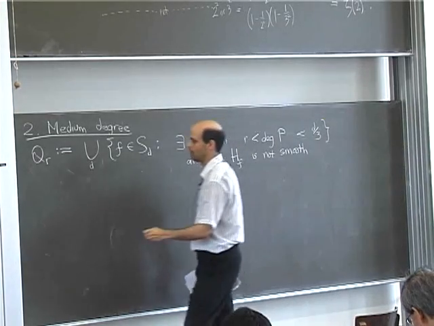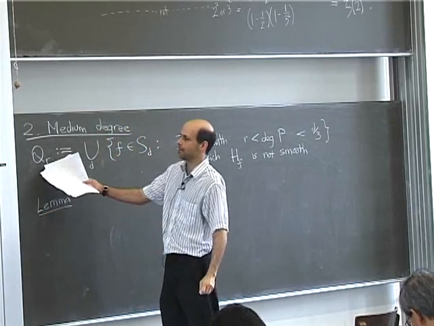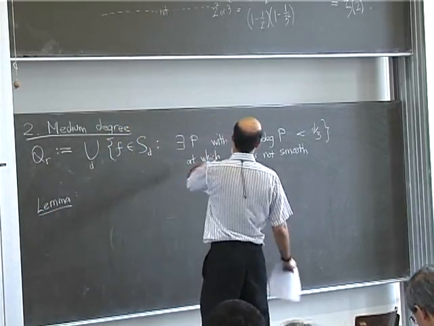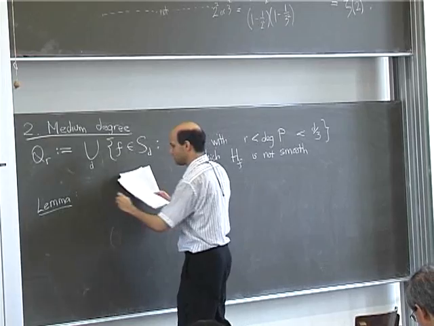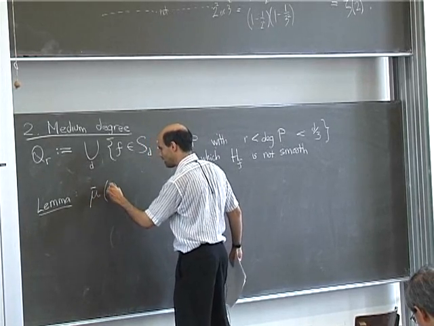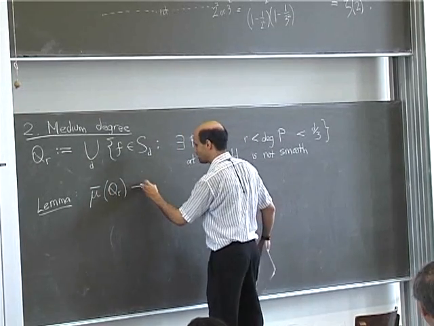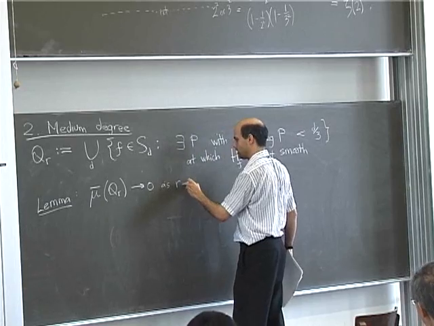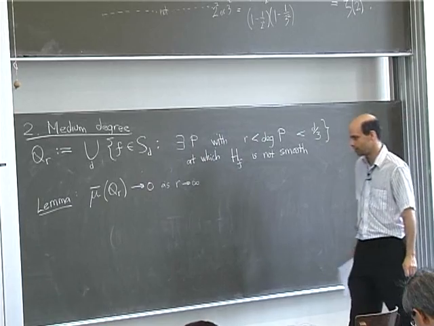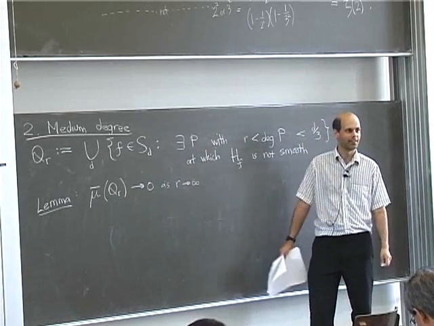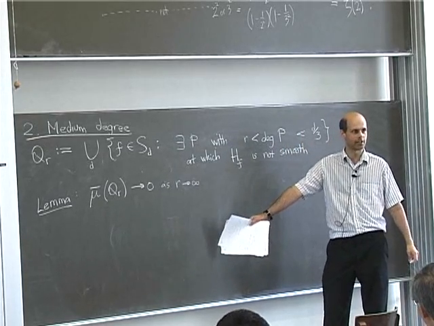Okay. So now I want to show, this is supposed to be part of the error. This is the error coming from singularities of medium degree. So I want to show that this has small density. Well, I don't know that the density exists, but at least the upper density tends to zero as R tends to infinity. This is the analog of the lemma I erased down here, where the upper density of Q sub R was less than or equal to 1 over R in the square free integer case.